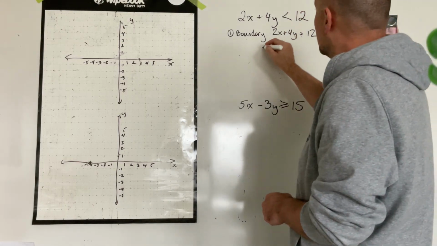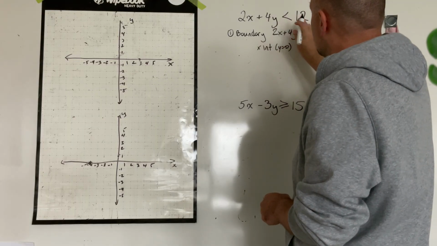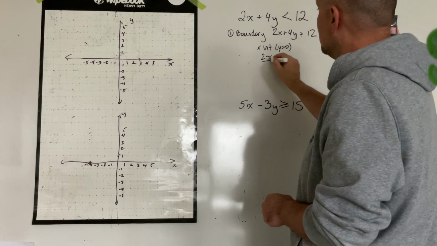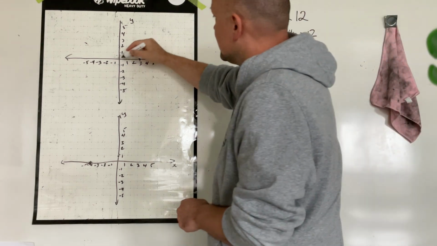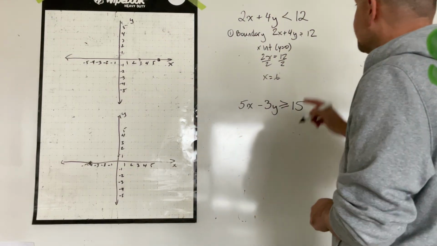So x-intercept means y is 0. So I'm going to cover up y, and I get 2x is equal to 12. Divide both sides by 2, I get x is 6. So x is 6. That's my intercept.